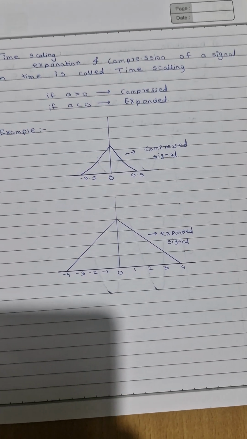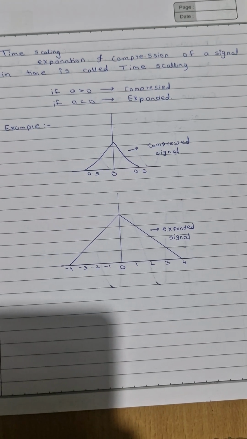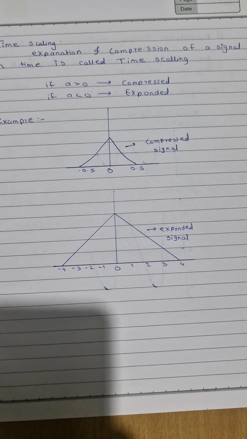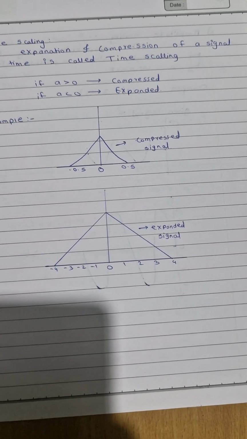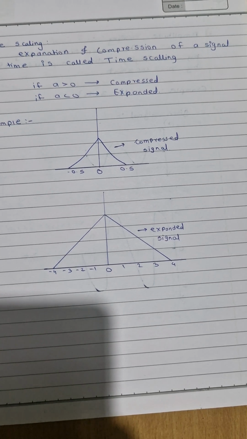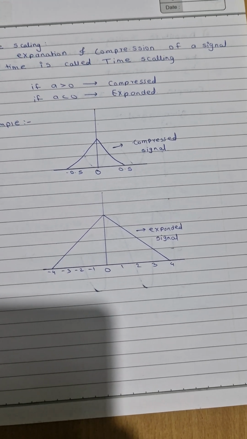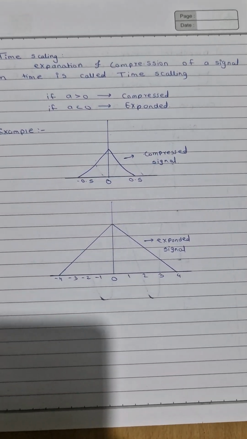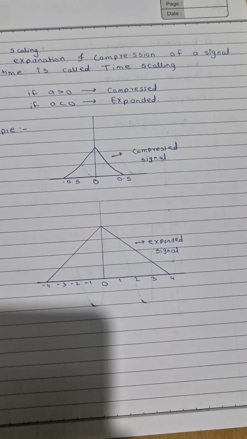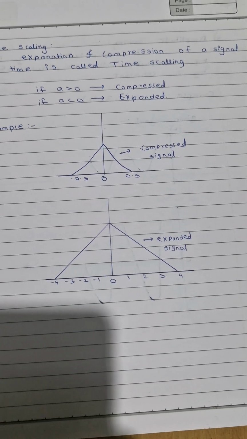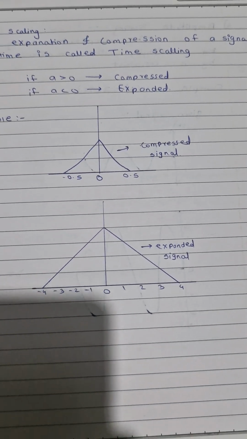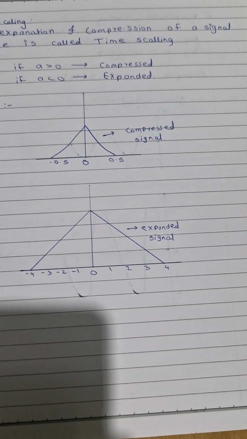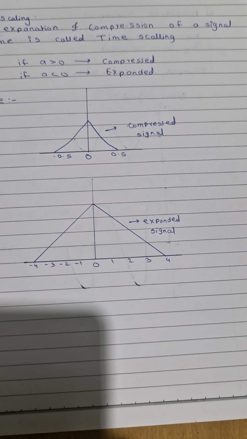So the definition: time scaling involves multiplying the independent variable, time, of a signal by a constant factor. For a continuous time signal x(t), the scaled signal is represented as x(at), where a is the scaling factor. And this is the example of time scaling. If the scaling factor is greater than 1, the signal is compressed, while if it is between 0 and 1, the signal is expanded.